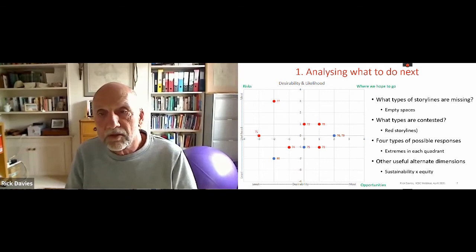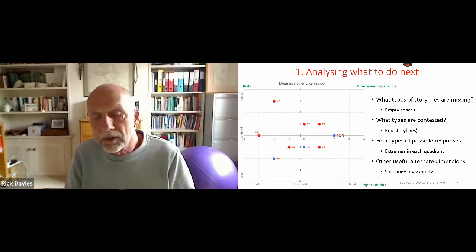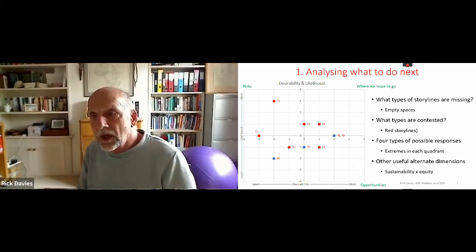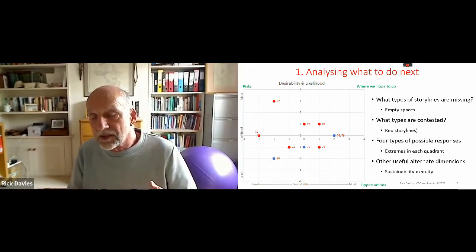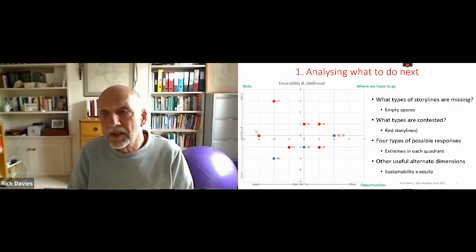There are other ways of plotting storylines. So, for example, you could think of getting people to assess storylines in terms of their sustainability, which events are more versus less sustainable, and which are more versus less equitable.